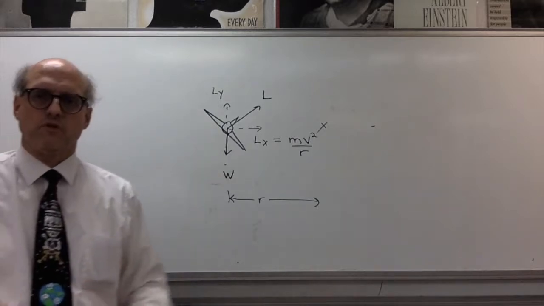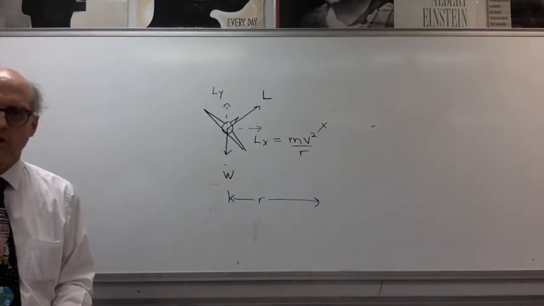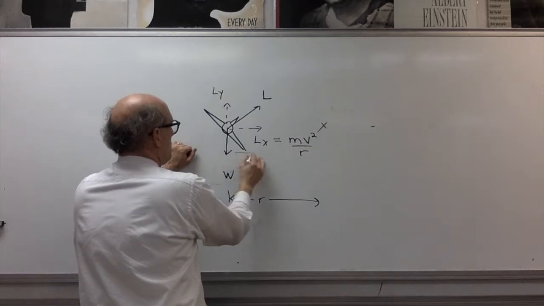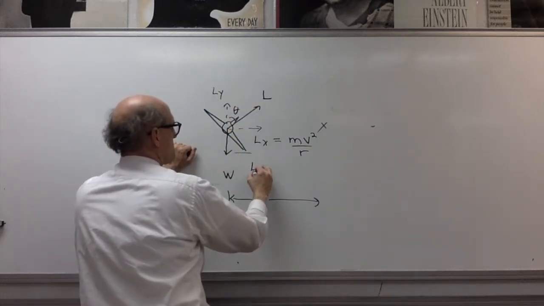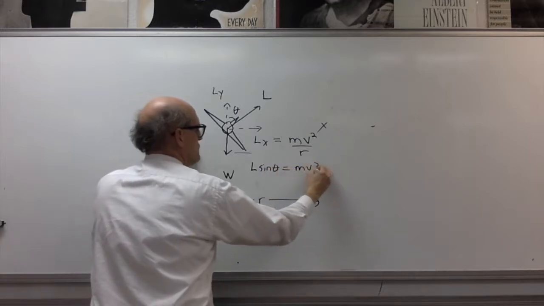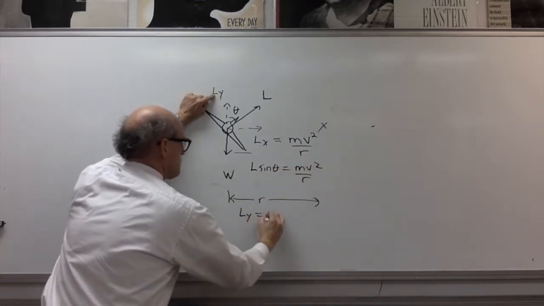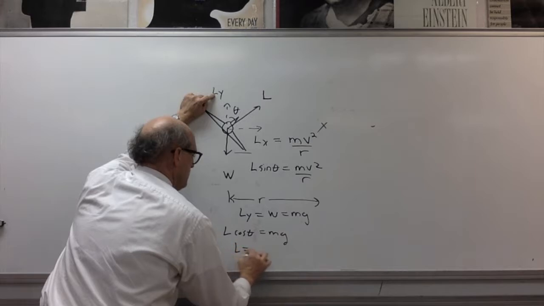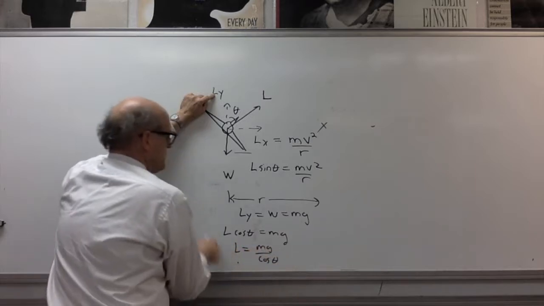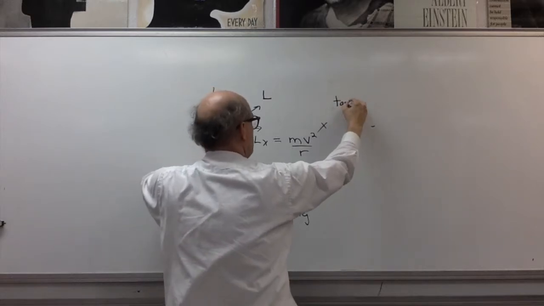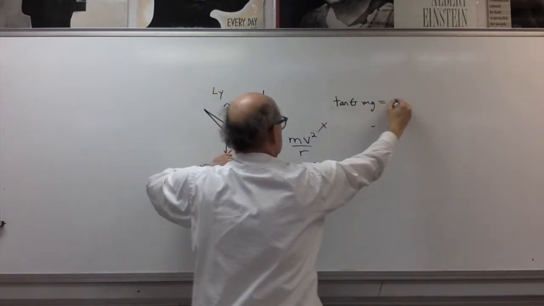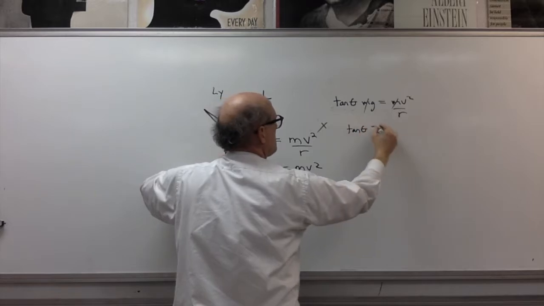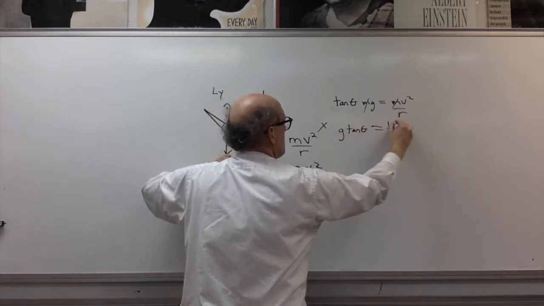You notice that this is very similar to the banked corner problem for a car. So we have Lx is equal to mv squared over r. And I'm going to call this angle theta. So Lx is L sine theta. That's equal to mv squared over r. We know that Ly is equal to the weight, which is mg, and Ly is L cosine theta. Solving for L, we get mg over cosine theta. Substituting into here, we get the tangent of theta times mg equals mv squared over r. The m's cancel. So we have tangent of theta times g is equal to v squared over r.